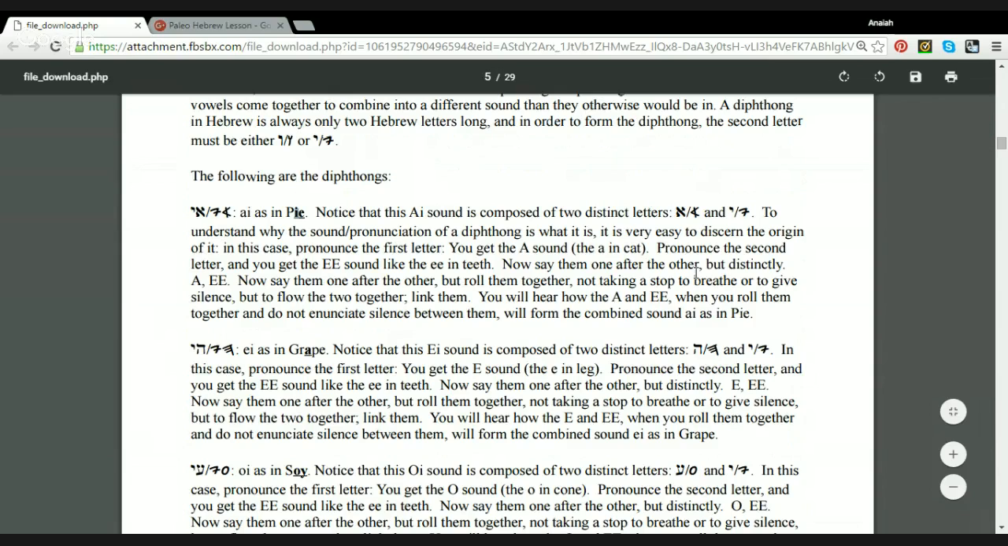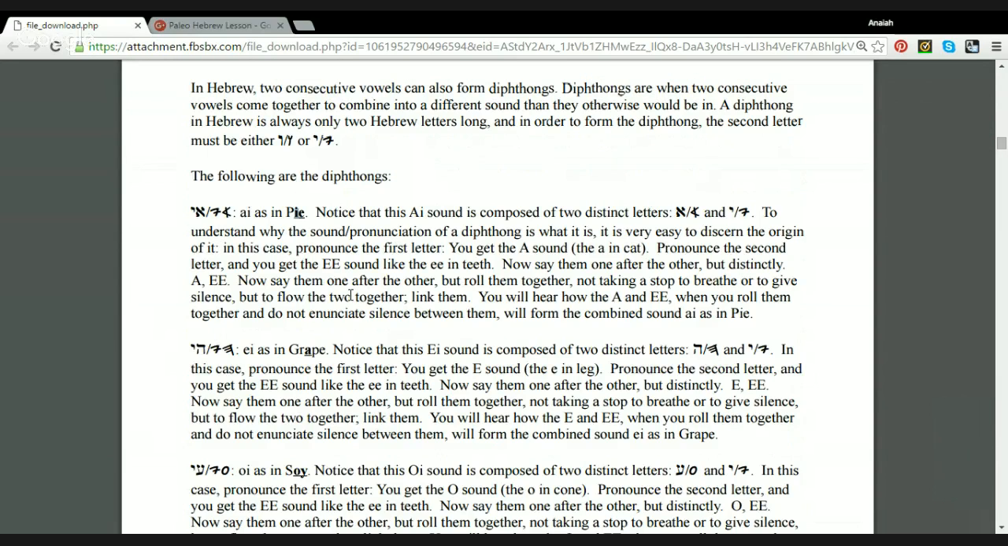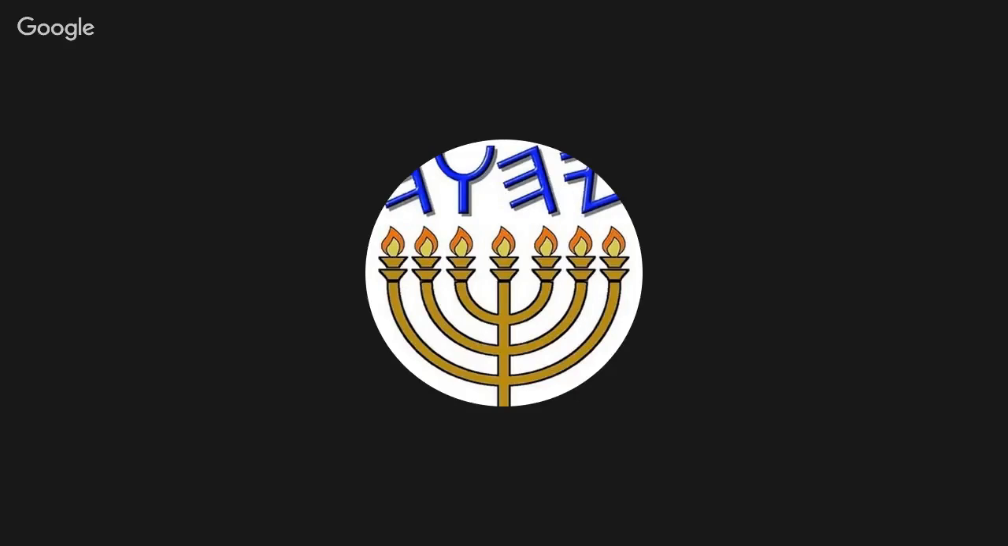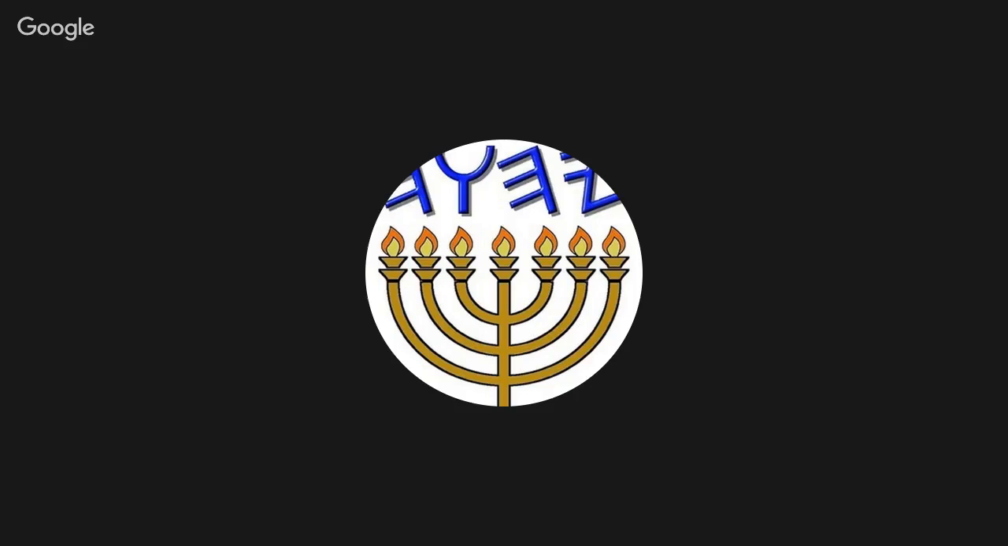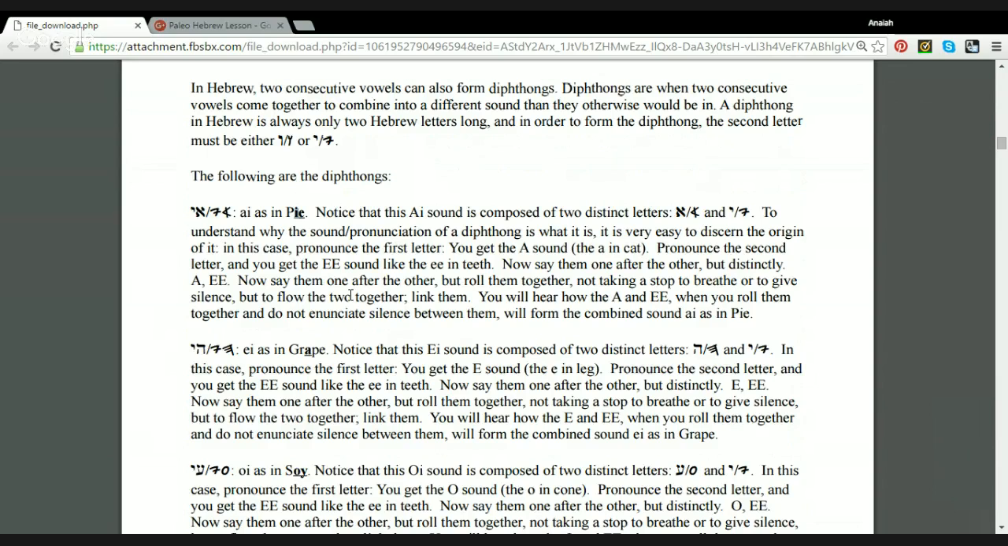Now, say them one after the other, but distinctly. Try to say A and E. Say it slowly at first, and then say it quickly. A and E. Say the A and then the E after, and then put it together. I. So you see when you say A, E, it rolls together to form the I sound. Do you hear that?